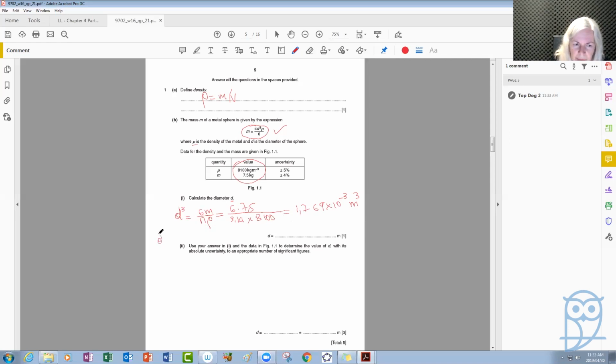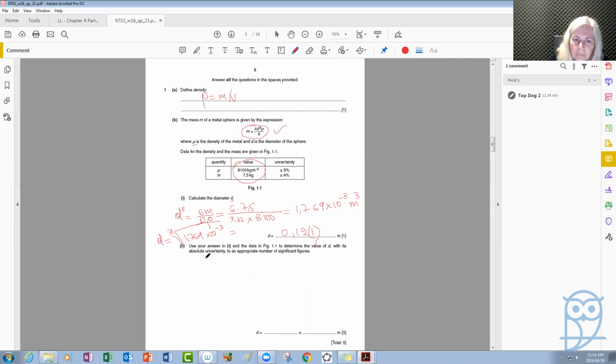To find the d, we simply take the cubic root of this number, 1.769 times 10 to the power of minus 3. And this gives something like 0.121 meters. But if we check the significant figures, how many significant figures do we have here? We have two, and there's also two. So this can be left out. If we give it to the appropriate number of significant figures, that should be 0.12 meters. That would be the diameter.